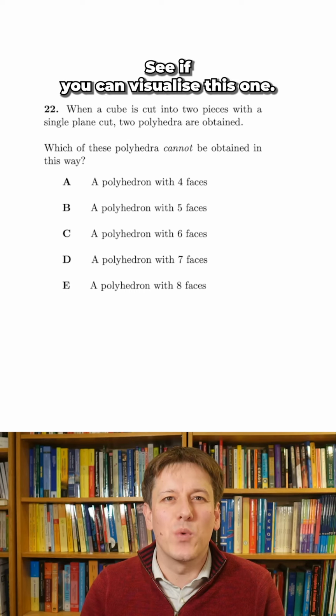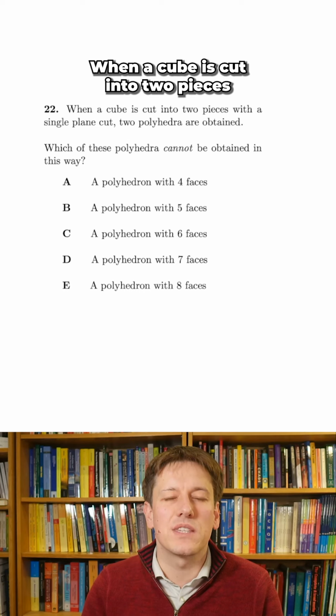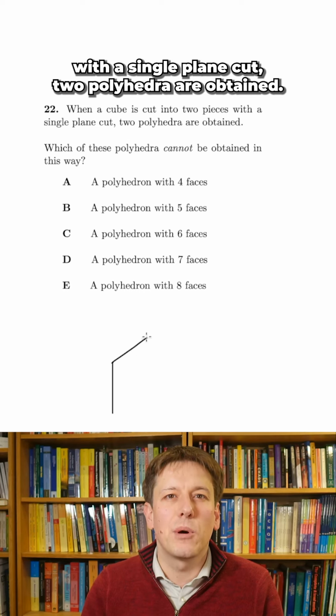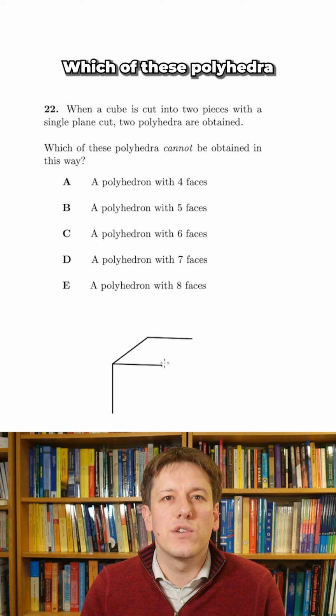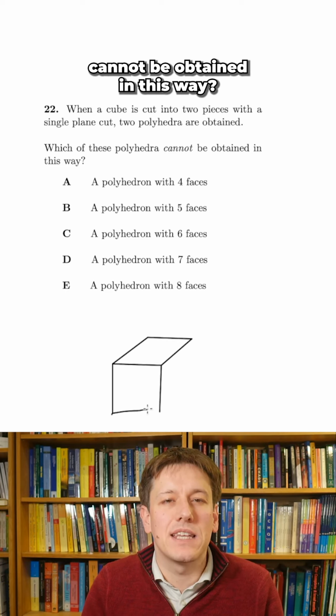See if you can visualize this one. When a cube is cut into two pieces with a single plane cut, two polyhedra are obtained. Which of these polyhedra cannot be obtained in this way?